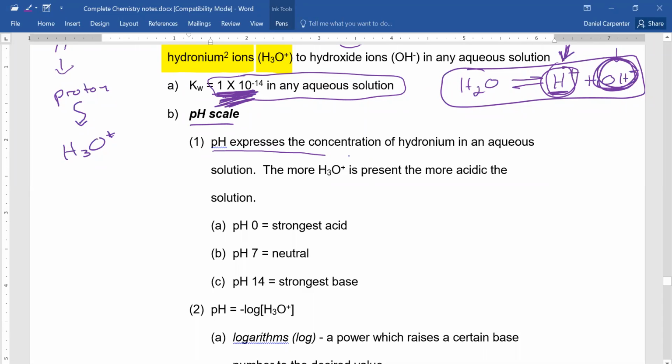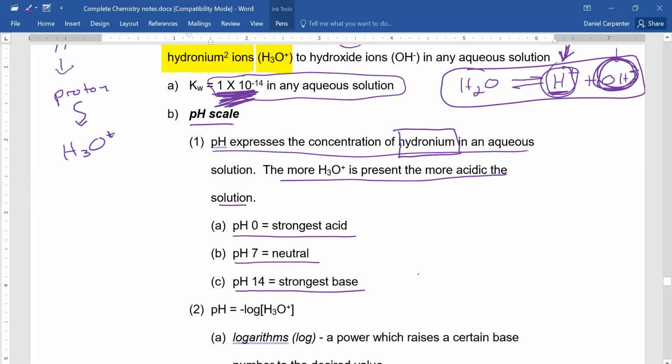So pH expresses the concentration of hydronium or hydrogen or protons in an aqueous solution. The more hydronium is present, the more acidic the solution is, and conversely, the less hydronium is present, the less acidic it is. So pH 0 is the strongest acid, pH 7 is neutral, and pH 14 is the strongest base. And where in the world does that come from?